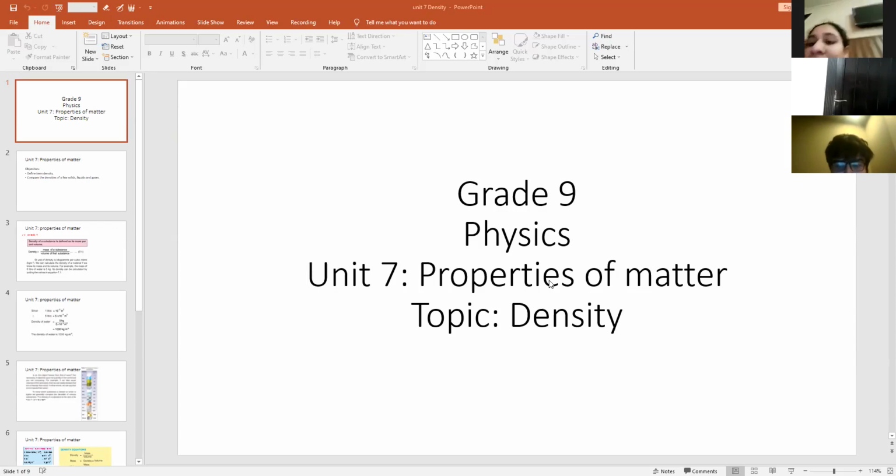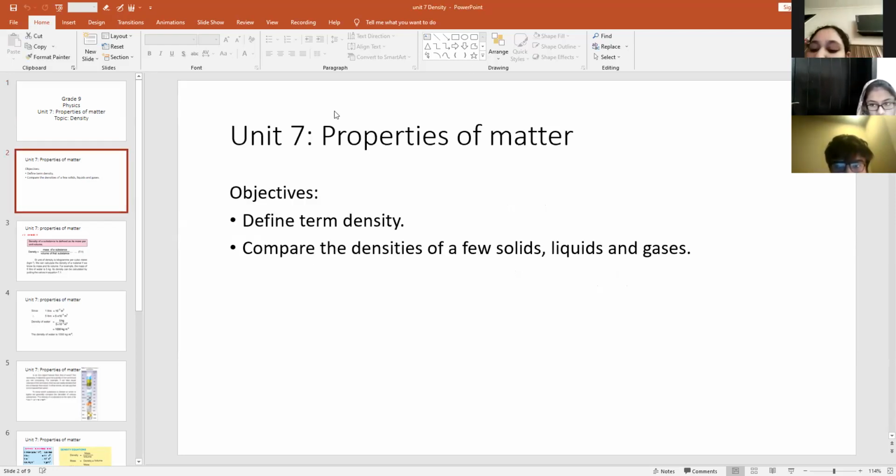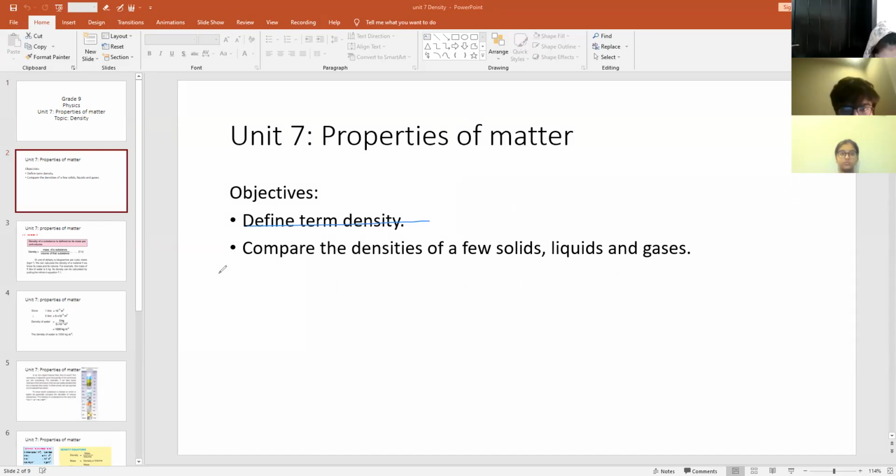Okay, class, we have already started Unit 7, that is properties of matter, and today we will discuss density. So class, the learning outcomes for this lecture include: you will be able to define the term density, and you will also be able to compare the densities of a few solids, liquids, and gases.